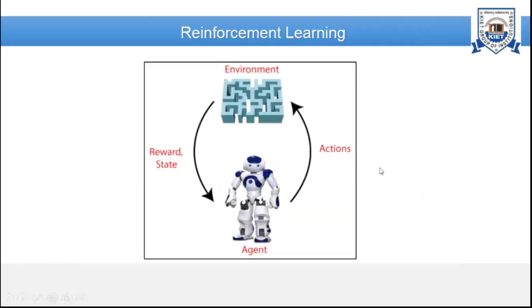Now, the next category is reinforcement learning. Reinforcement learning is a feedback-based machine learning technique in which an agent learns to behave in an environment by performing actions and seeing the results of those actions. For each good action, the agent gets positive feedback, and for each bad action, it gets negative feedback, or we can say a penalty.